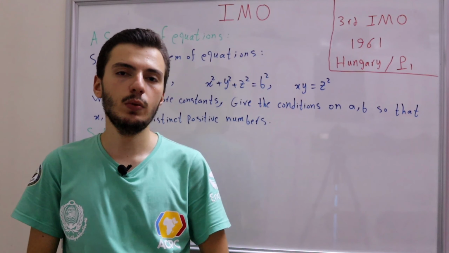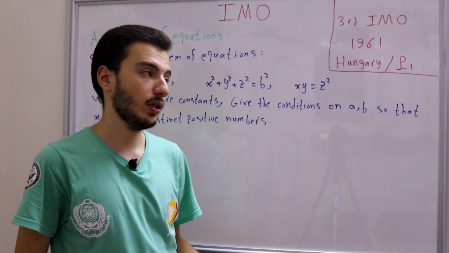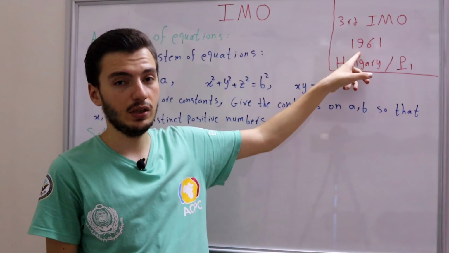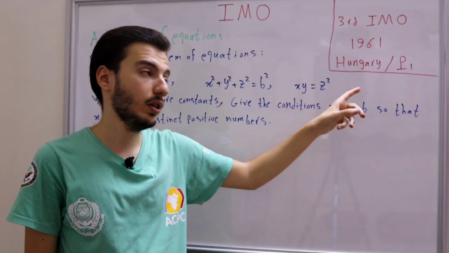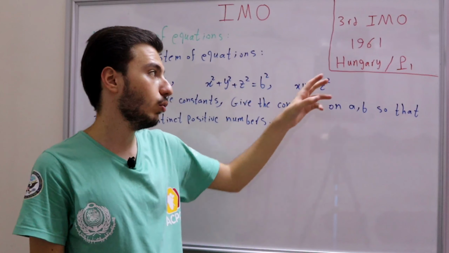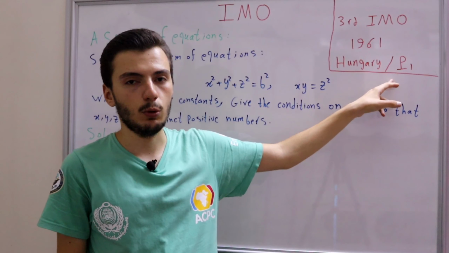So we're still continuing our IMO past problems playlist, and in this video we'll be discussing our third IMO, that is 1961, which was held in Hungary. The first two IMOs were held in Romania and the third one was held in Hungary. Of course, in this video we'll start with the first problem, that is problem 1.